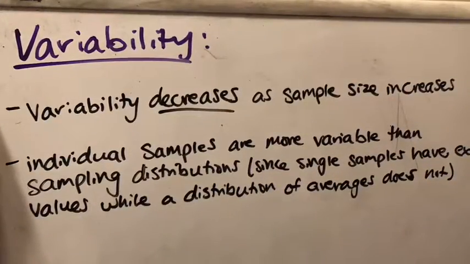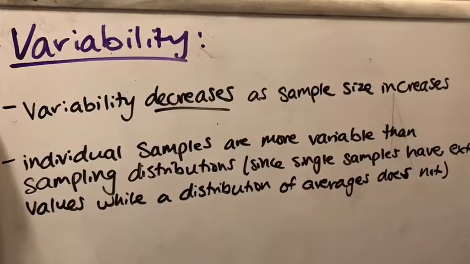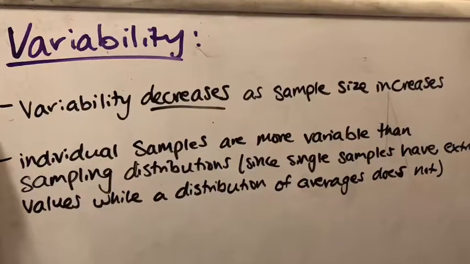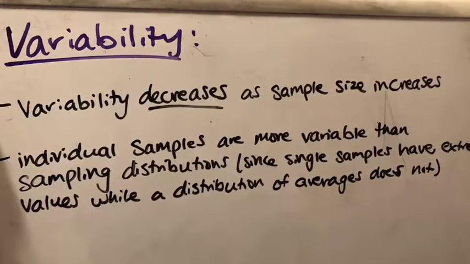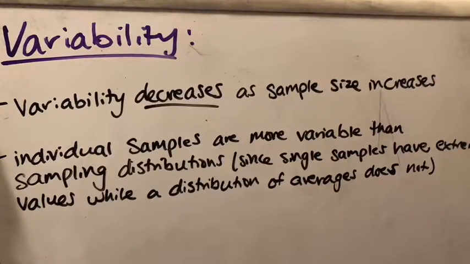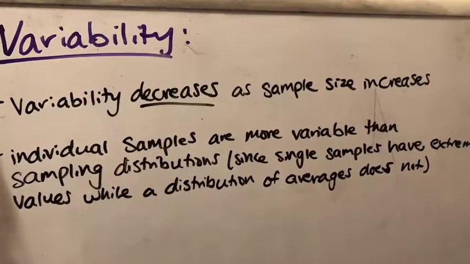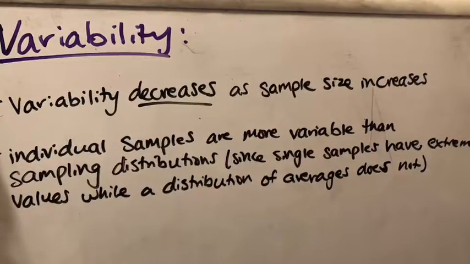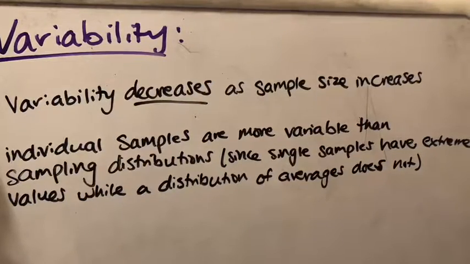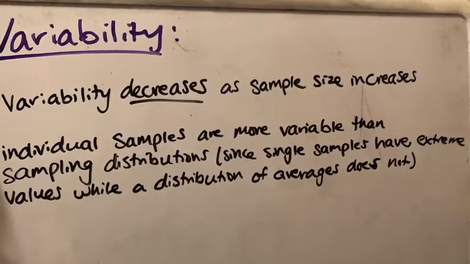Lastly, variability refers to the spread of the data. When you take an individual sample, the variability is high because you have extreme values as well as mid-ranged values. However, when you take a sampling distribution, you take a bunch of averages and it gets rid of the extreme values. As your sample gets higher and higher, the values get closer and closer to your mean, and the standard deviation becomes smaller and smaller.